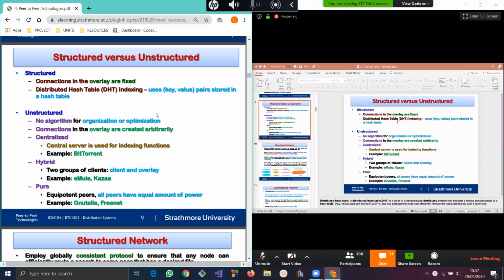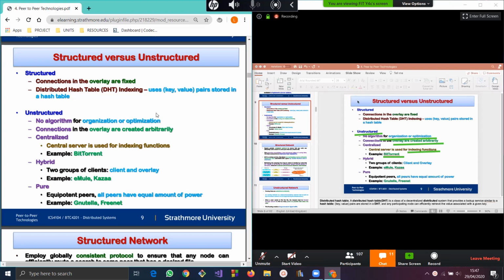Then the other one is what we refer to as unstructured. There is no algorithm for organization or optimization. Connections are arbitrary; they are set on the go. A centralized server is used for indexing purposes. For example, BitTorrent uses this, and it has some central kind of server. We can also have a hybrid.